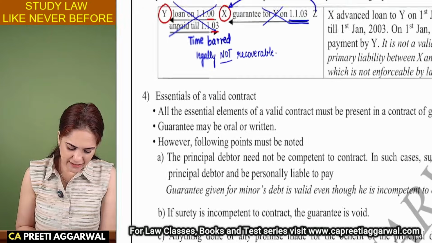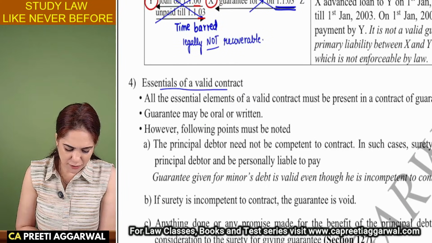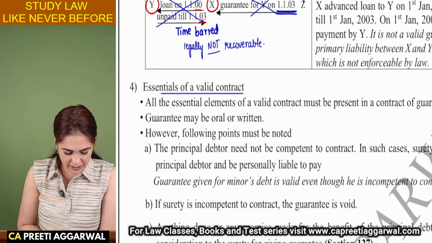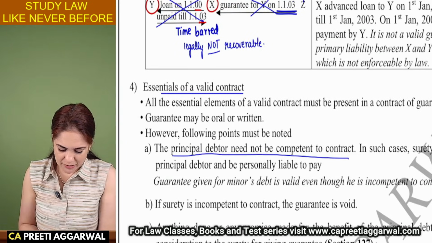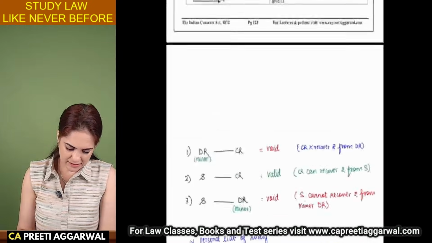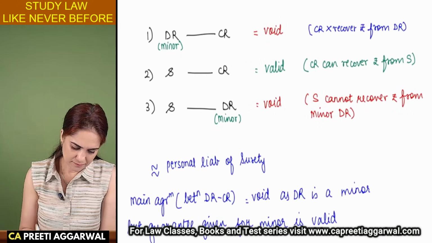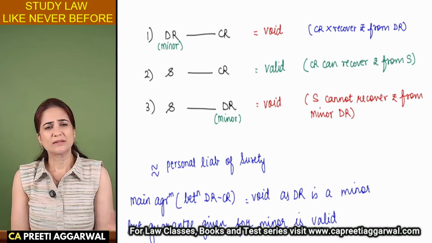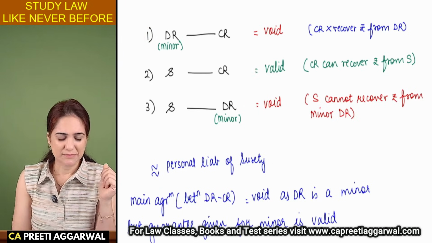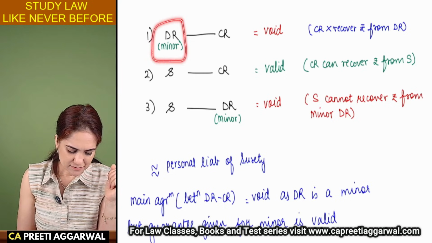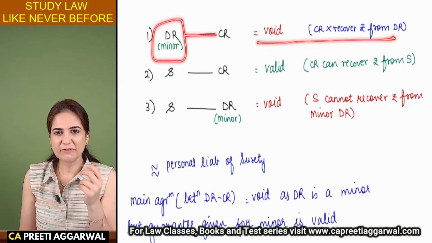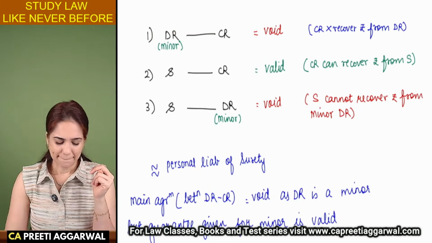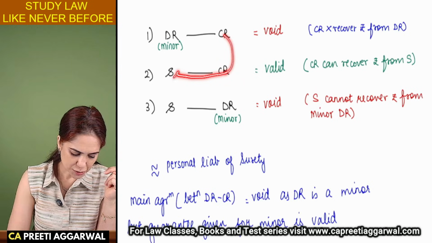Since it is a contract of guarantee, all the essential elements of a valid contract must be present. But there are certain exceptions. Like we are okay even if the debtor is incompetent to contract. Like see this. There are three contracts. We are allowing the debtor to be a minor. So if the debtor is a minor, this primary contract will be void. Creditor cannot recover anything from the minor debtor. Then the creditor will go to the surety.